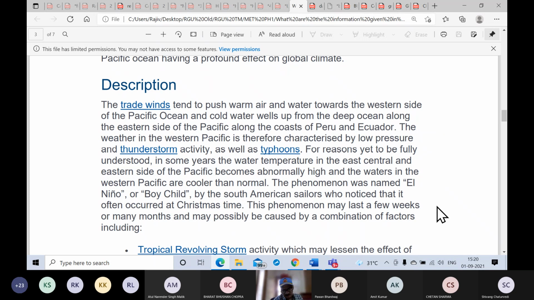And why? Again, just history, just for fun's sake. This was called El Nino by the South American sailors who noticed that this normally occurs in Christmas time. So El Nino, or boy child. But now it is known as El Nino, even in meteorology. This does cause concern, because tropical storms, typhoons, all thunderstorm activity is associated with it. There is a part played by El Nino in global warming also.